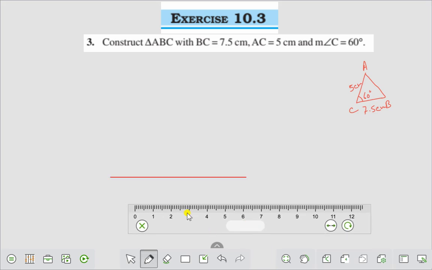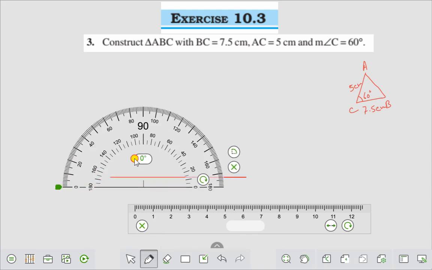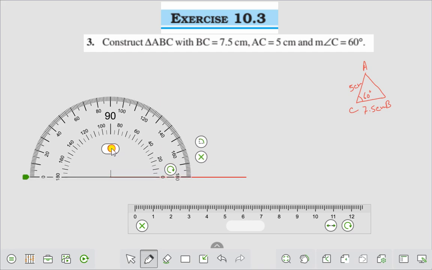Now at angle C, construct an angle of 60 degrees with the help of a protractor. Put the protractor in the proper position so that you can make an angle of 60 degrees. Here you see, this is 20, 40, 60. This is 60 degrees. Therefore, take a point here.